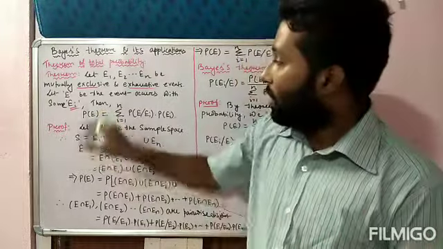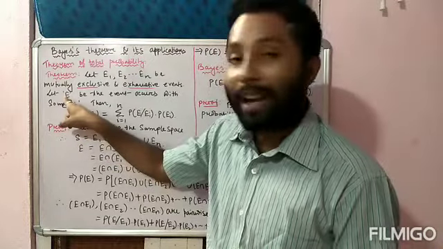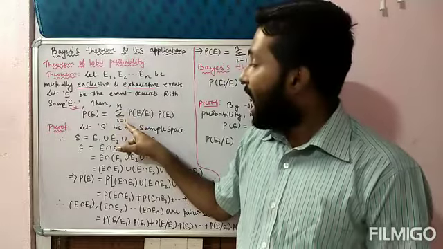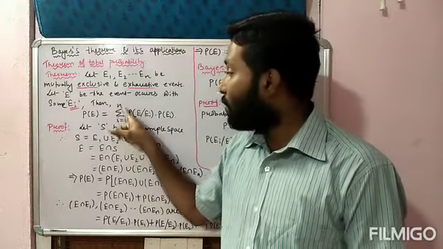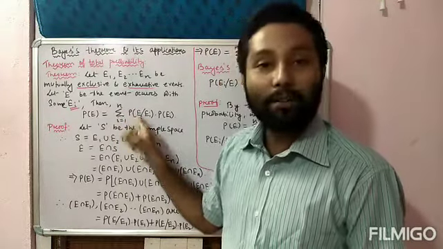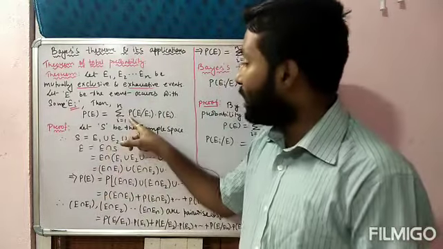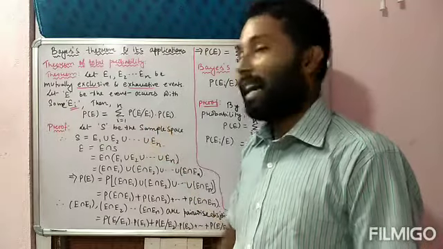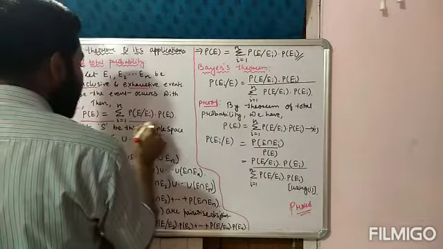Then P of E, the probability of this event E, is equal to summation i from 1 to n of P of E slash Ei. You know the meaning of slash, that is conditional probability, P of A slash B. So P of E slash Ei into P of Ei. This is the formula of the theorem of total probability.